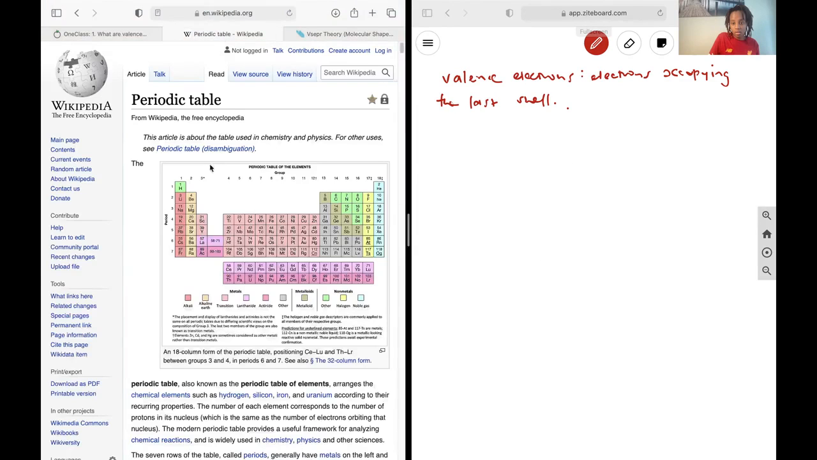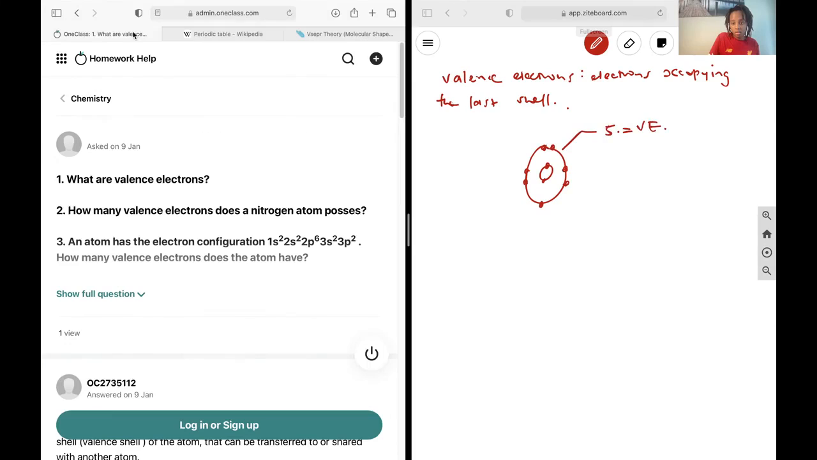Our nitrogen, we know it has 7 electrons in total, right? And so if we continue to use the planetary model, we'll have 2 on the first layer, and then we'll have 5 on this last layer. And so what that means is that on this last shell, we have 5 electrons, and so that is going to be our number of valence electrons.